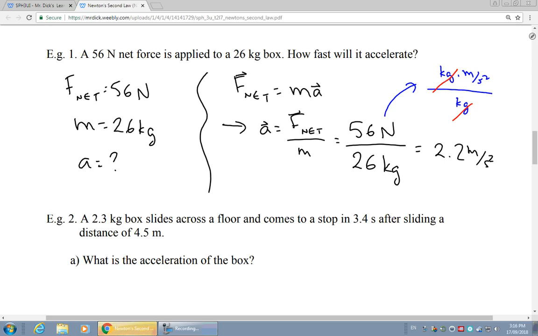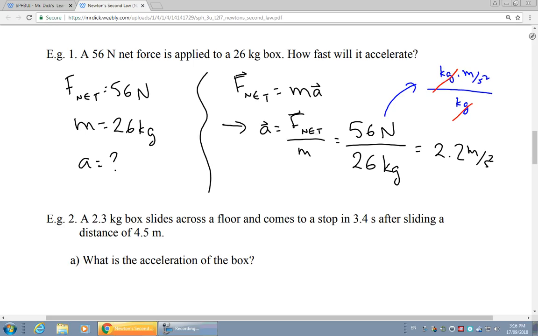So of course, then we would just write a final therefore statement, which I'll leave for you to write, that therefore our box is accelerating at 2.2 meters per second squared in whatever direction that net force was in. Because we weren't specifically told what direction the net force was in, we can't actually say what direction this acceleration is happening, but we know that they are always in the same direction as one another.